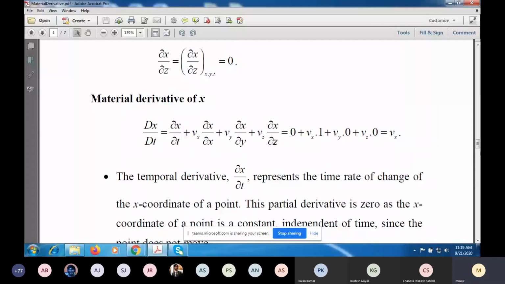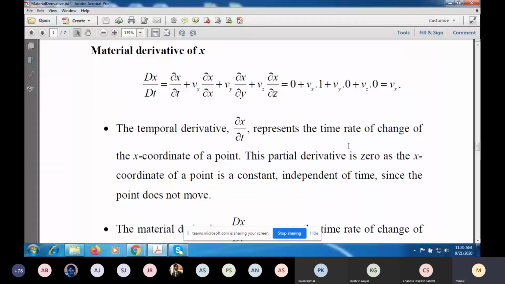Now, if you want the material derivative, let us see whether this expression gives you the right answer. Well, ∂x/∂t you're saying is 0. Then to that you add Vx multiplied by ∂x/∂x, which is Vx times 1. Then you add Vy times ∂x/∂y, but ∂x/∂y is 0, so it is Vy times 0. And the last term is Vz ∂x/∂z, so it is Vz multiplied by 0. So the last two terms are 0, the first term is 0, and the middle term is Vx. So as you might have expected, dx/dt is Vx.